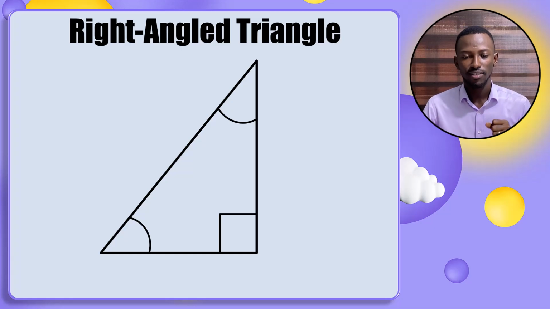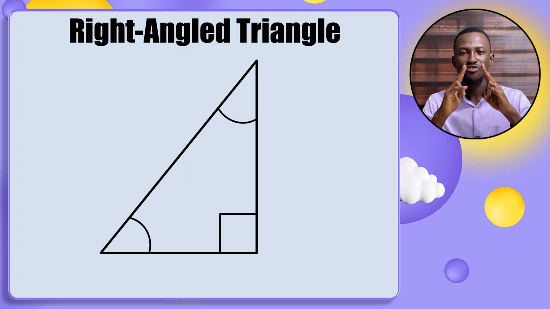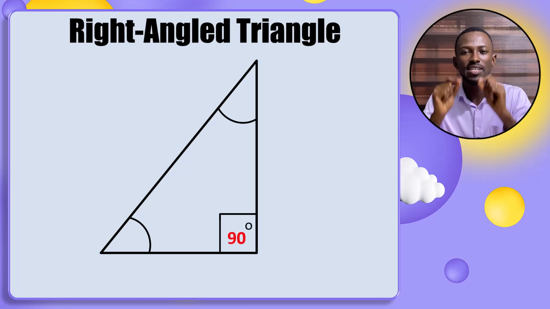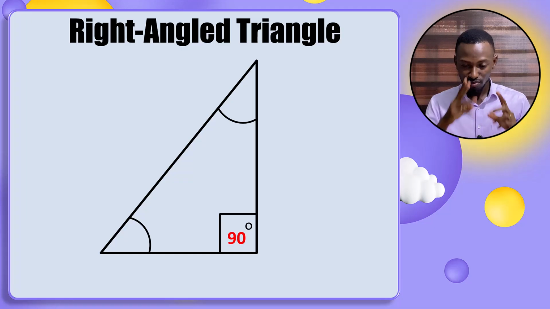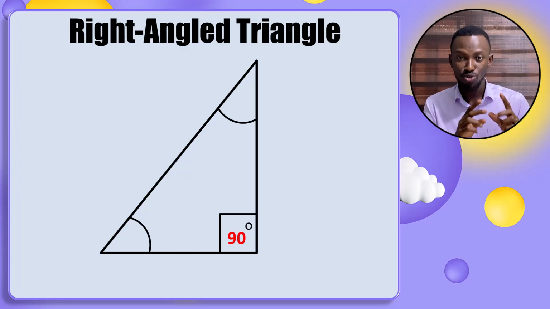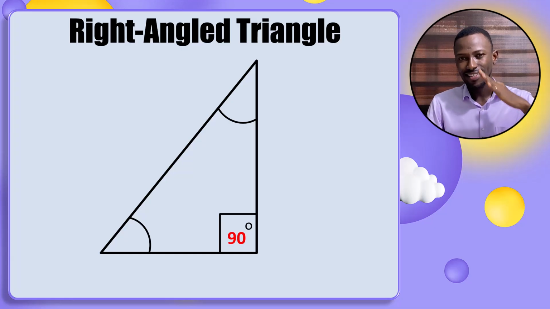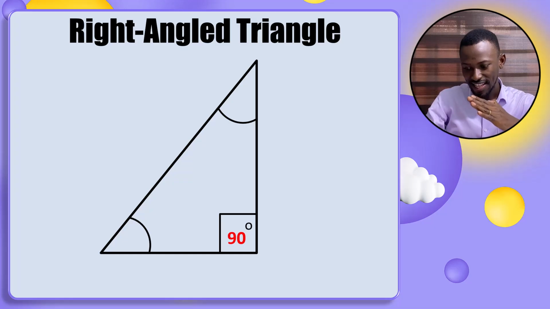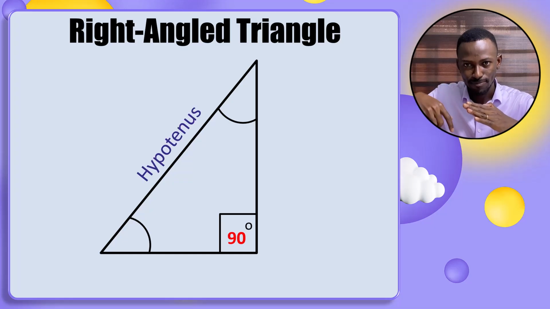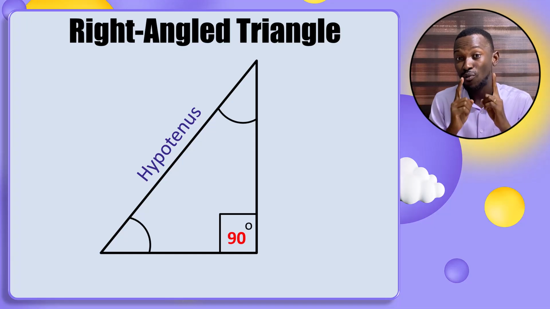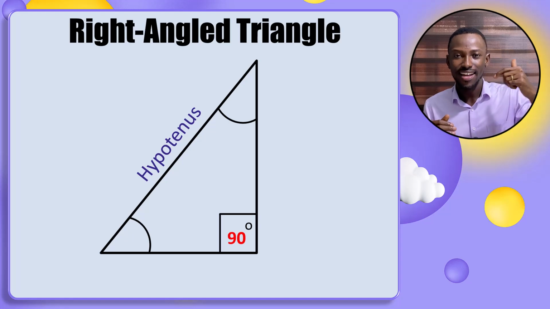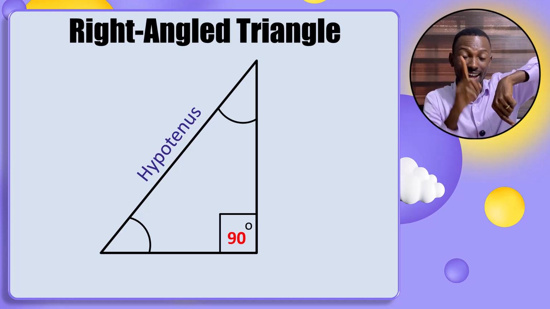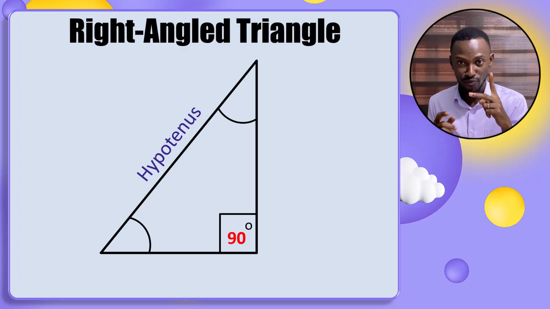What is a right-angled triangle? A right-angled triangle is a triangle that has one of its angles equal to 90 degrees. And it's called a triangle because there are three angles. And then the side that is directly opposite the 90 degrees is known as the hypotenuse. So the hypotenuse is the side of the triangle that is directly opposite the 90 degrees. Now the right-angled triangle has two other angles, the one down here and the one at the top.